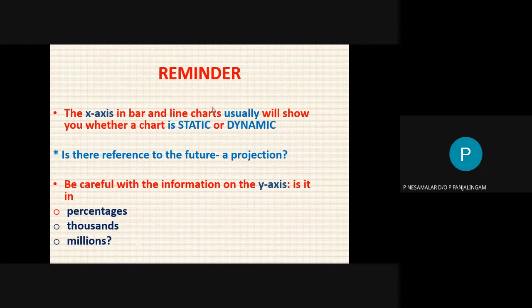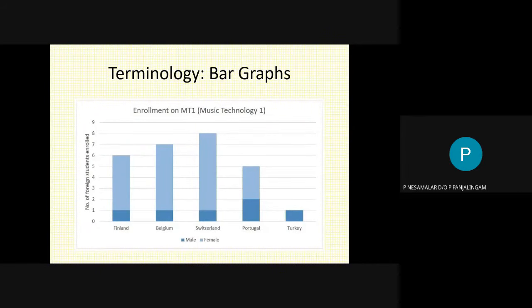Now, for bar and line charts, the x-axis, which is the horizontal axis, usually will show you whether a chart is static or dynamic. And you need to be careful whether in the chart there is a reference to the future, whether there is a projection or there is a prediction. You also need to be careful with the information on the y-axis because it could be in percentages or thousands or even millions. You have a bar chart here.